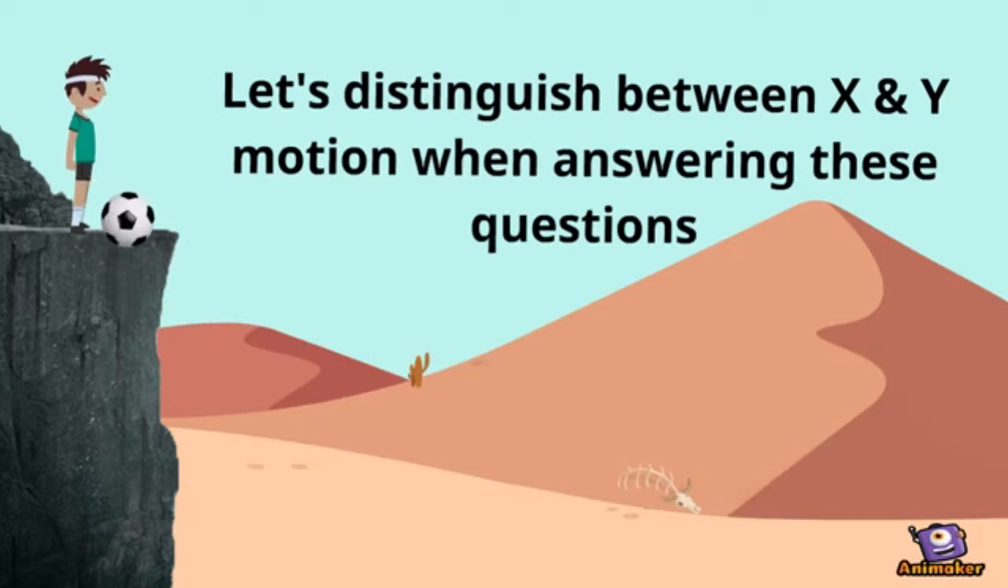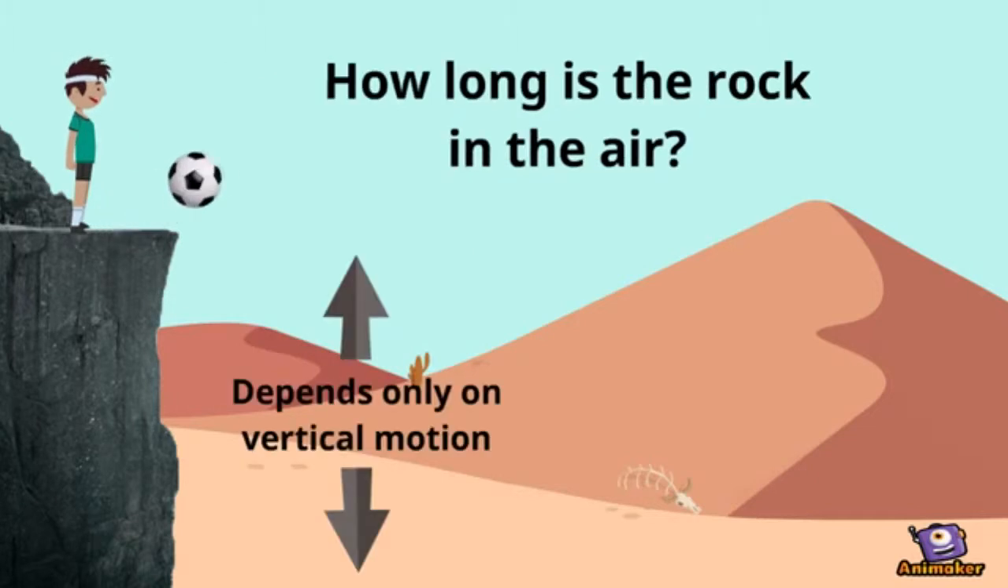Before we move on to solving problems, first things first, let's make sure we understand how these questions relate to motion in both the x and y direction. In this case, the distance it travels from the edge of the cliff depends on the horizontal velocity but also the time it spends in the air, because once it hits the ground it can't travel any further.